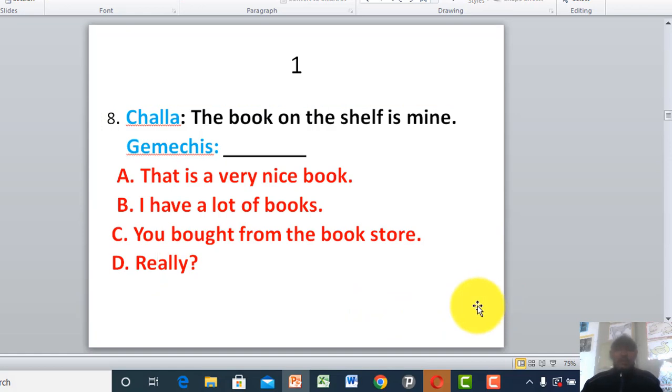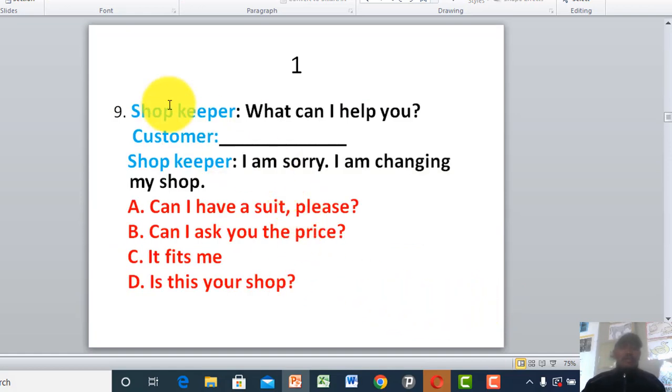Great. Question number 9. A conversation between a shopkeeper and a customer. What can I help you? Shopkeeper, I'm sorry, I'm changing my shop. Customer, shopkeeper, I'm sorry, I'm changing my shop.